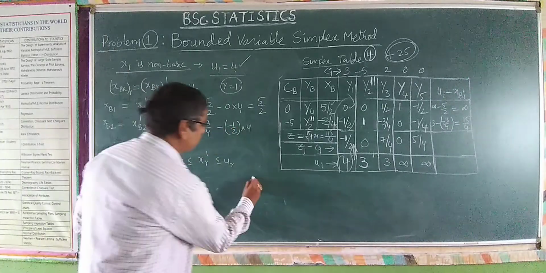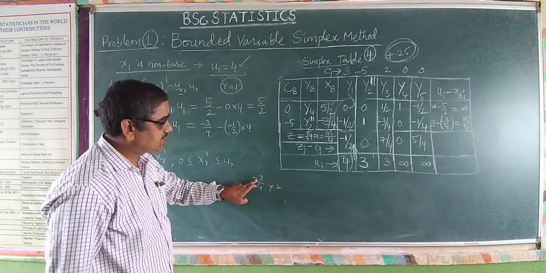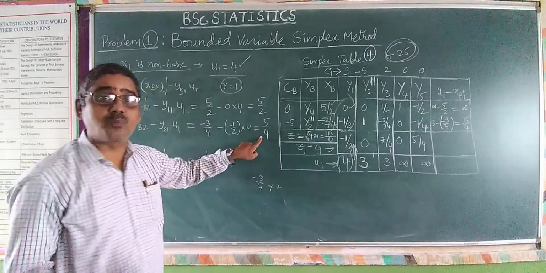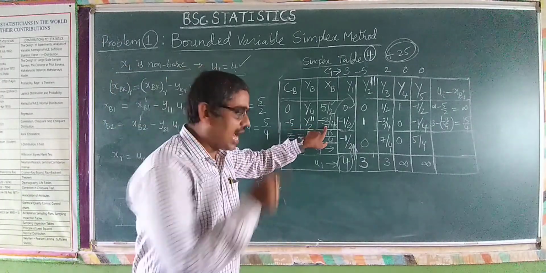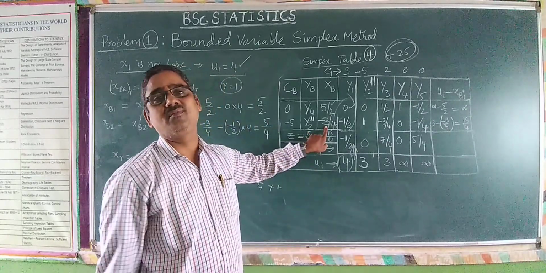Minus 3 by 4 plus 2. 4 2s are 8. 8 minus 3 is 5. Hence it is 5 by 4. Now you see, it is positive. What did I say? This is unusual. It should not be negative.